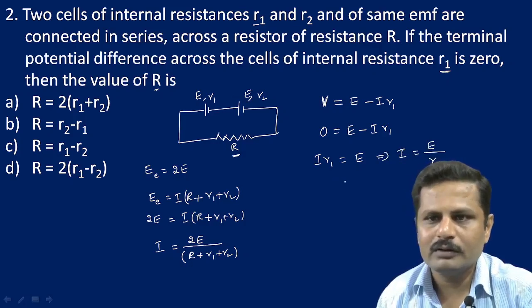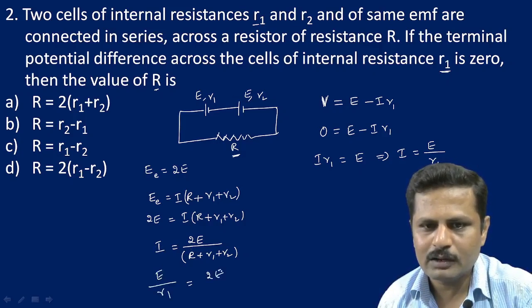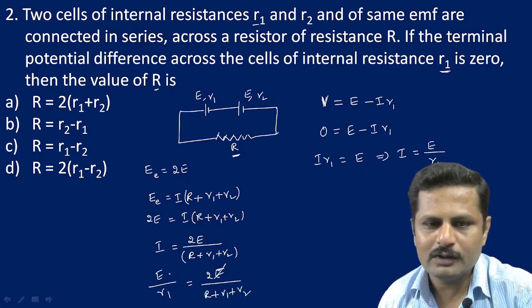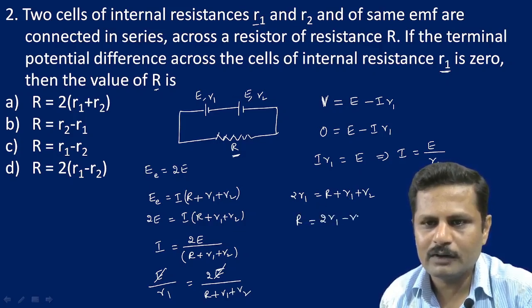Now we can substitute this in the formula. In this place I am writing E divided by R1, and this equals 2E divided by R plus R1 plus R2. The E gets cancelled. We will get 2R1 equals R plus R1 plus R2. Now we can solve for R. If I bring R1 plus R2 to the left side, R equals 2R1 minus R1 minus R2. So here 2R1 minus R1 is R1, so R equals R1 minus R2.